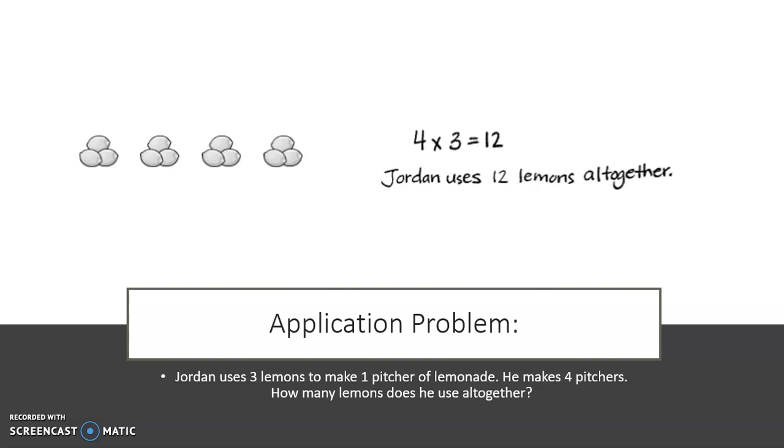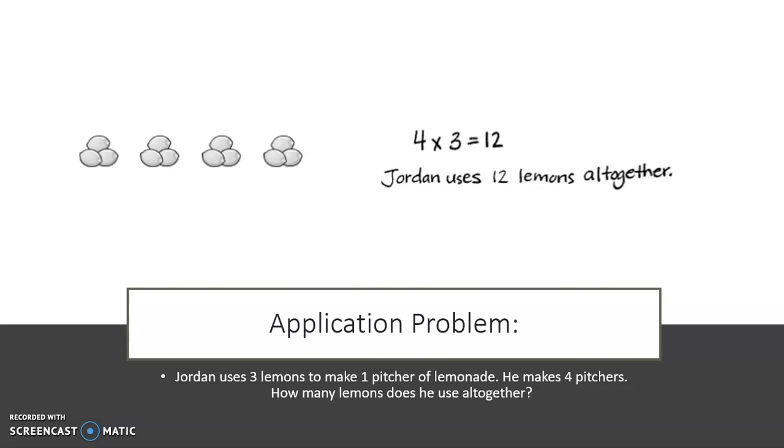You see there are 4 groups of lemons, and each group has 3 lemons. So let's read the application problem. Jordan uses 3 lemons to make 1 pitcher of lemonade. He makes 4 pitchers. How many lemons does he use altogether? So look at the picture again. You see there are 4 groups of lemons, and each group has 3 lemons.